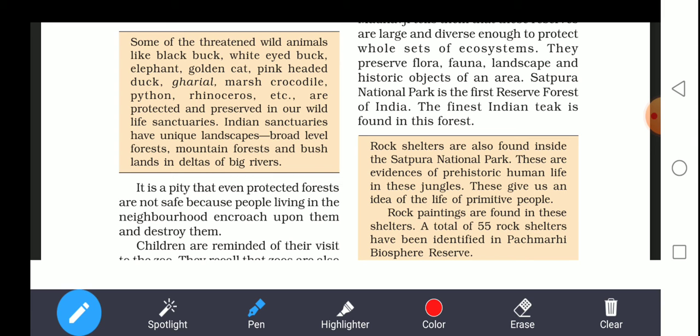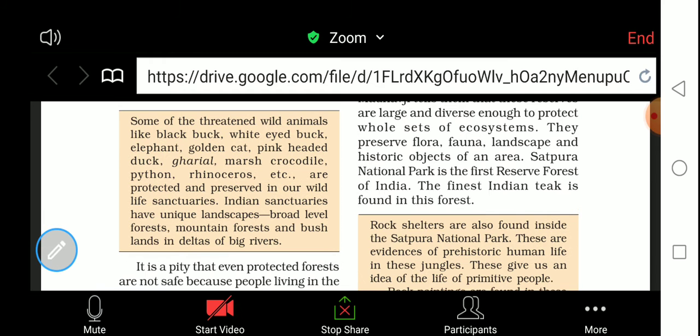A total of 55 rock shelters have been identified in Pachmarhi Biosphere Reserve. How many are found? 55 rock shelters. These are rock shelters. Shelters means places where people used to live in the earlier days. So they took shelter on these particular rocks.